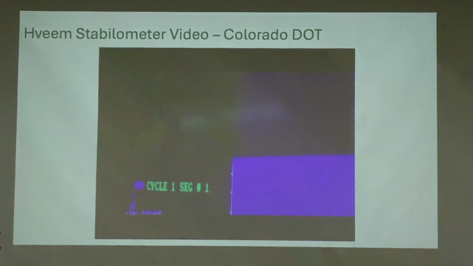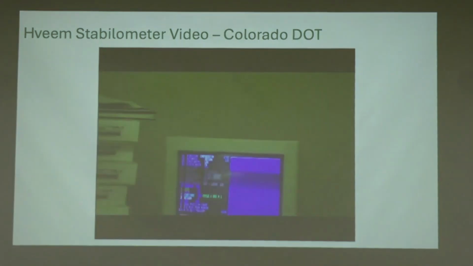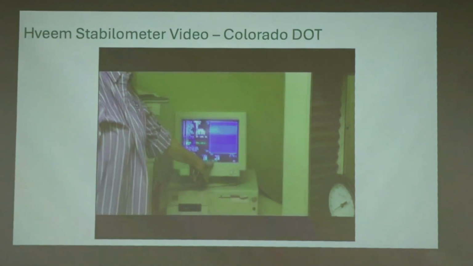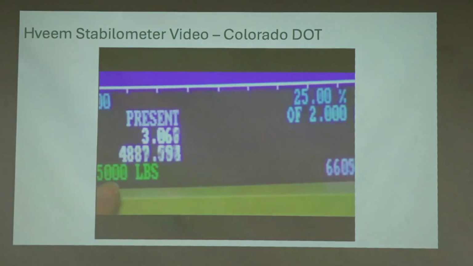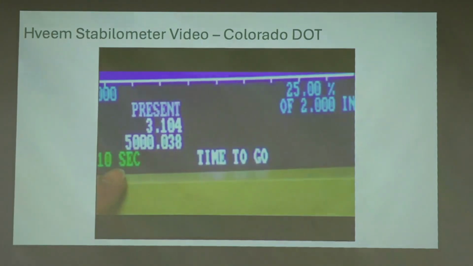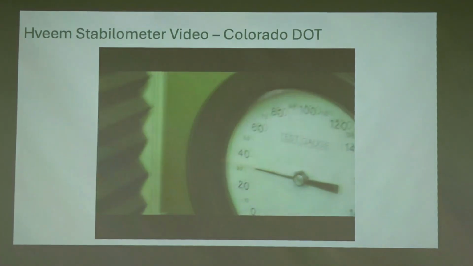They'll ask you what the rate is, which is 0.05 inches per minute. They'll ask you when you're going to take your first reading, which is at 5,000 pounds. You'll be able to watch on the computer screen when it gets close. You'll take your reading, which in this case is about 32, write your reading down.